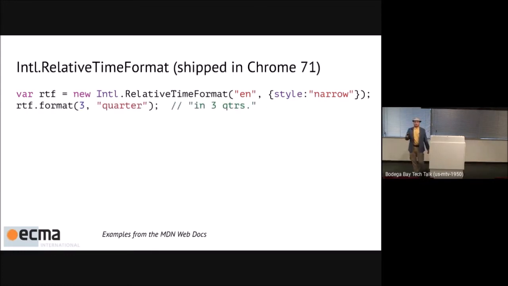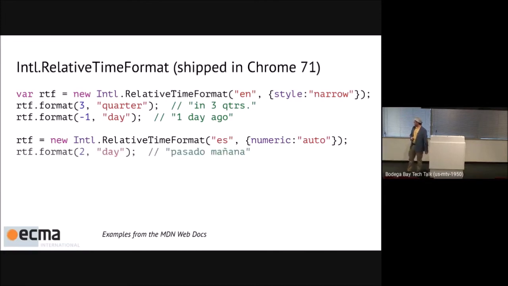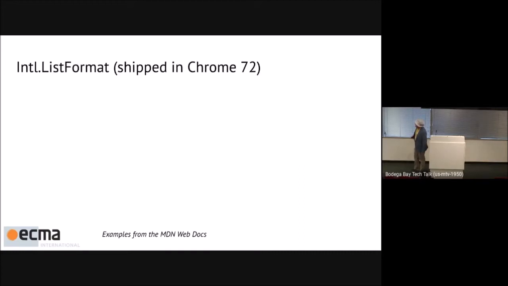Relative time format tells you the time that something happened relative to another point in time. So in this case, in 3 quarters in the future, this is the string you get. And minus 1 day is 1 day ago. So this is the kind of output that you get here. And of course, this is localized. So in the future 2 days, there's no single word for that in English, but in Spanish, you'd get this. So that's relative time format.